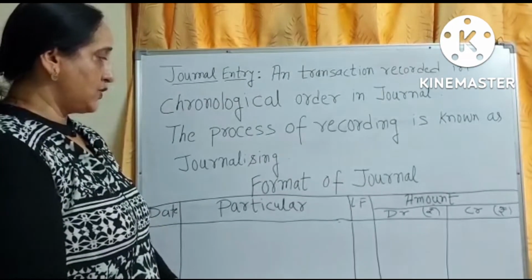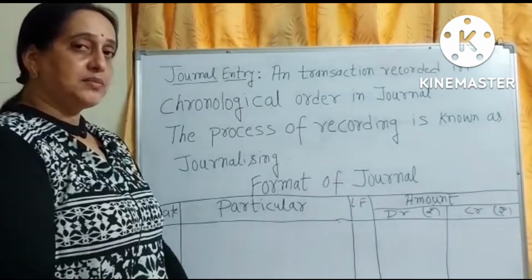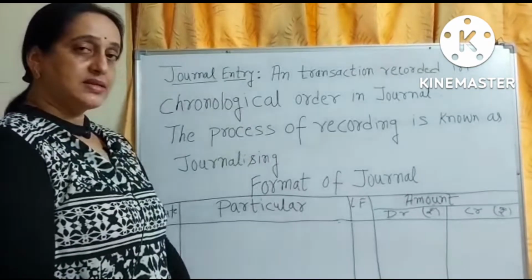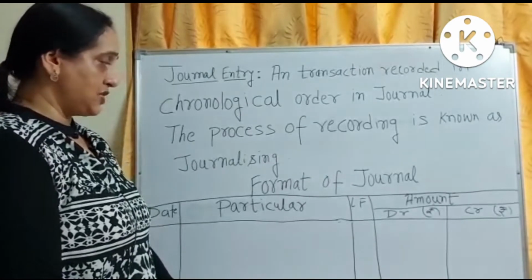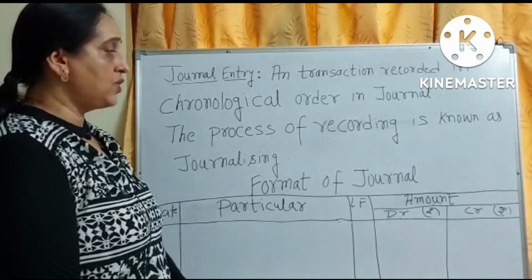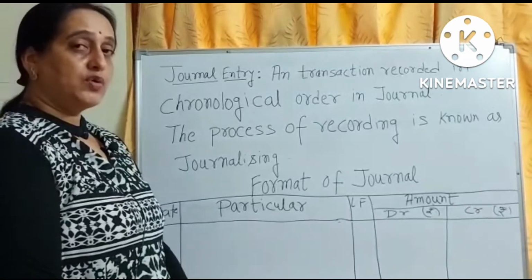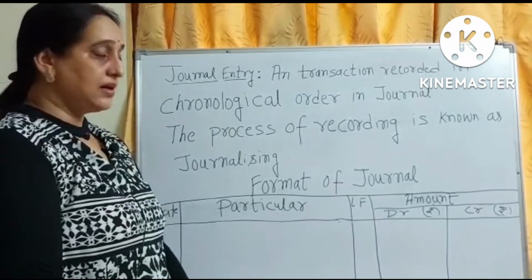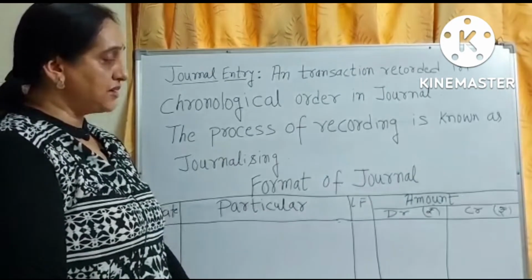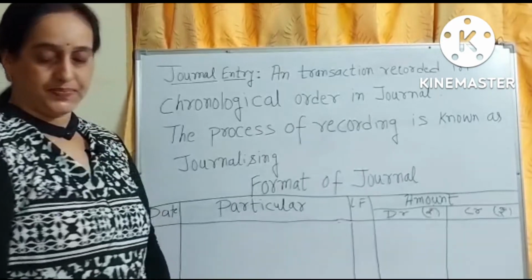Now the third column is of ledger folio. The page number of the ledger where the particular transaction is posted, that is mentioned in this column, and the fourth and fifth column is of debit amount and credit amount. The amount with which the account is debited is mentioned there, and the amount with which the account is credited is mentioned on the credit column.